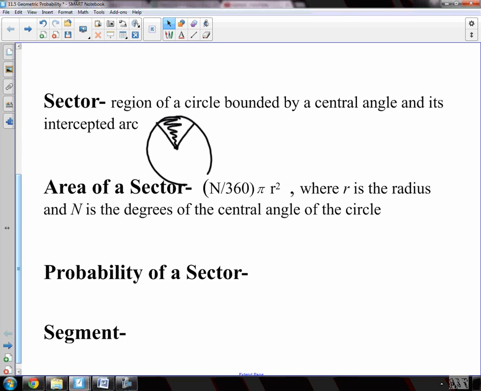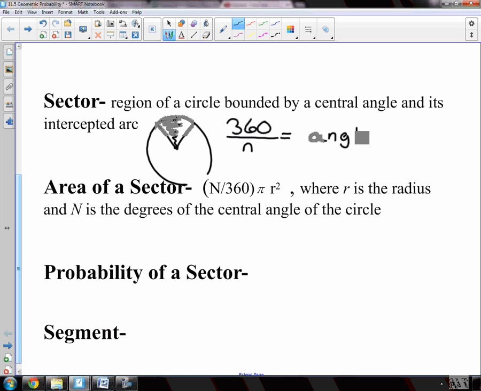So there's going to be a lot of problems where they give you all the sectors, but they're not going to give you the angle measurement. So you're going to take 360 and divide it by little n, the number of sectors that you have. Whatever that number gives you will be the angle degree. And then once you have that, you're able to take it back into the area of the sector formula.